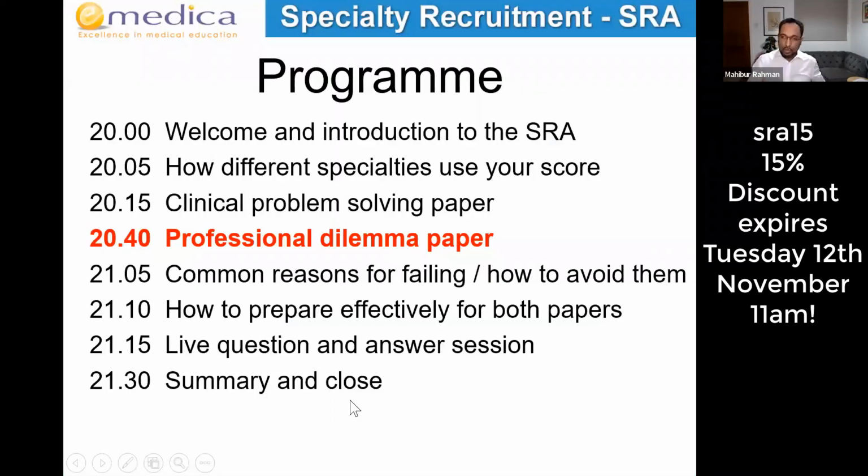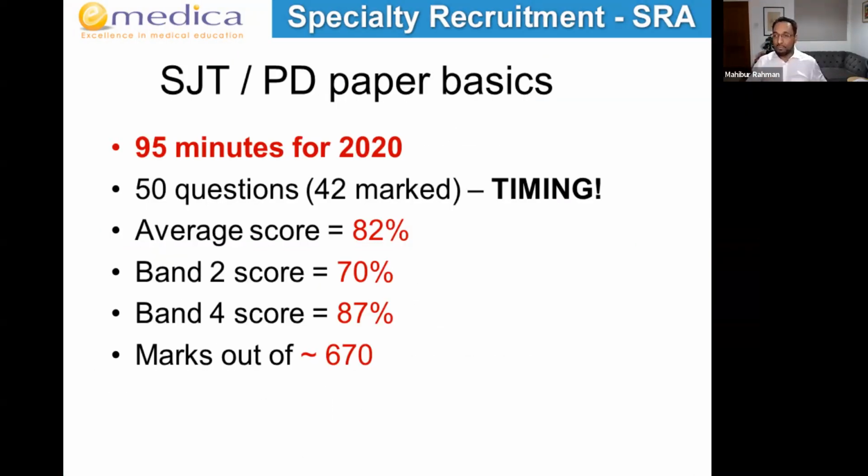So that's the clinical. I'm going to move on to the professional dilemma now, okay? So the professional dilemma is the first paper on the day of the exam. You'll have 95 minutes to answer 50 questions. Only 42 are marked. The other 8 are pilot. You won't know which ones are not counted. They'll all look the same. So you've got to answer all 50.